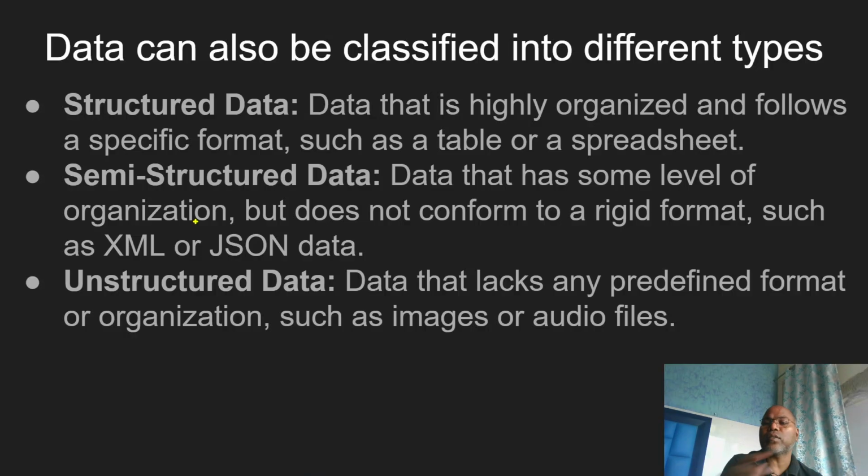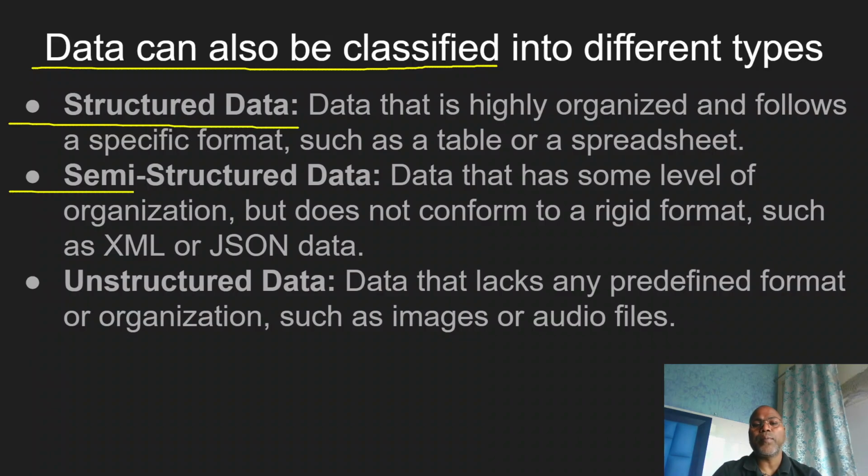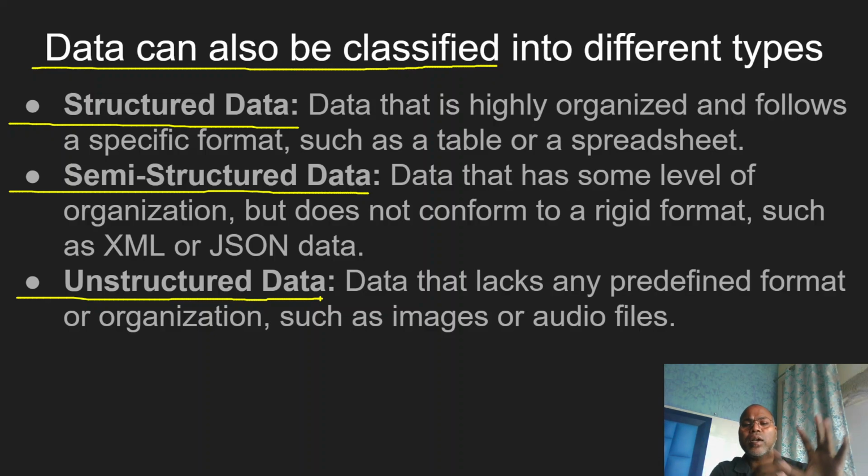So if you categorize the overall data and its types, some data can be classified into different types. Maybe structured data, semi-structured data and unstructured data. Generally in our database systems, we have categorized structured and non-structured data. What do you mean by structured data? Structured data means highly organized data that follows a specific format, such as a table or spreadsheet.